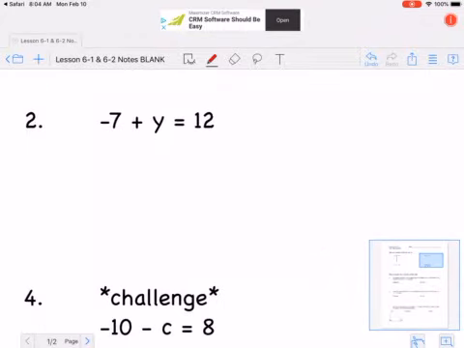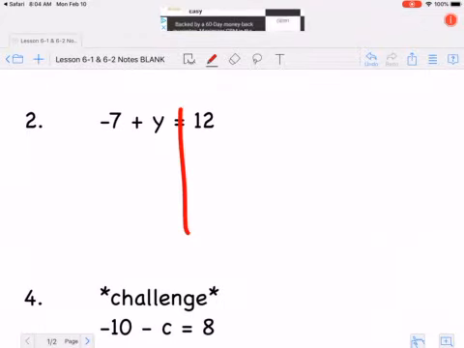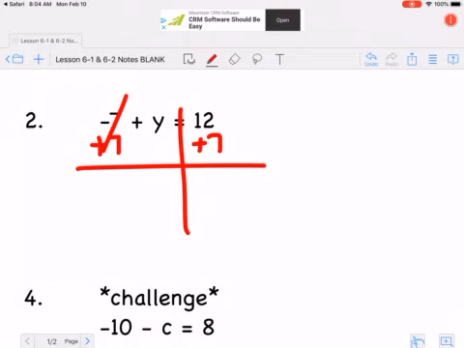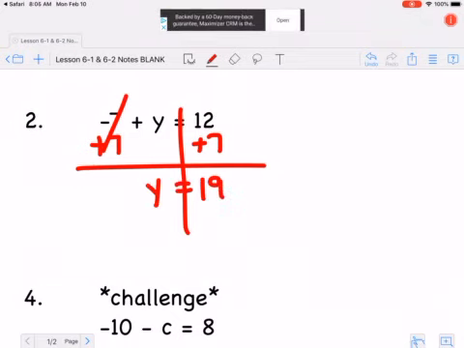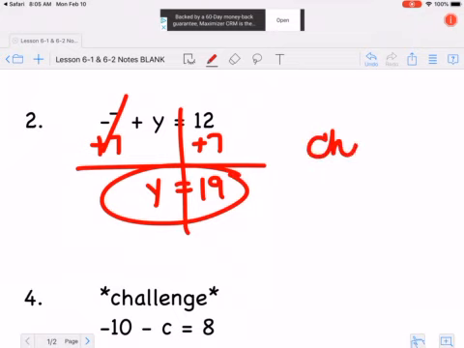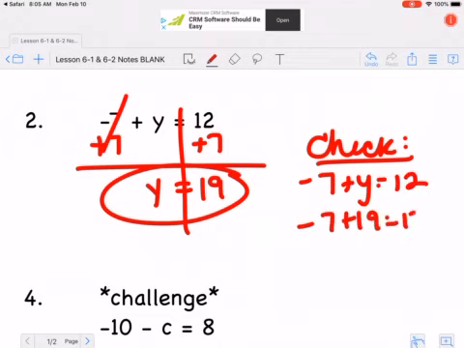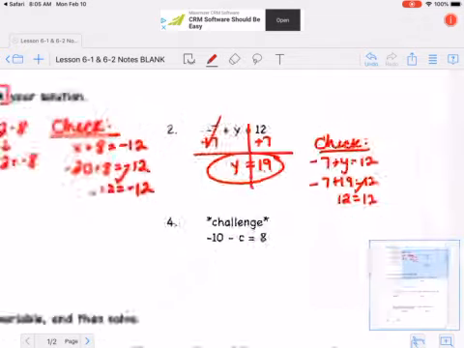Okay, moving on to number 2. Line down the equal sign. We see we have a negative 7, so we're going to make it a plus 7 on both sides. 7's cancel, and we're left with y is equal to 19. So you would have to go ahead and check. And that's going to be negative 7 plus y is equal to 12. So negative 7 plus 19 is equal to 12. So 12 would equal 12.